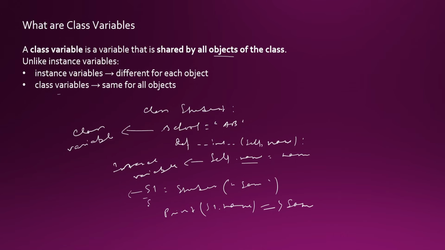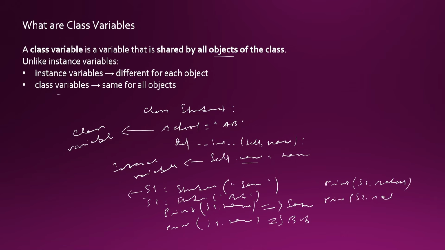Now suppose s2 equal to Student Bob. Now print s2.name, that will be Bob, right? Now if I write print s1.school and print s2.school, in both cases our output will be the same, that is ABC.